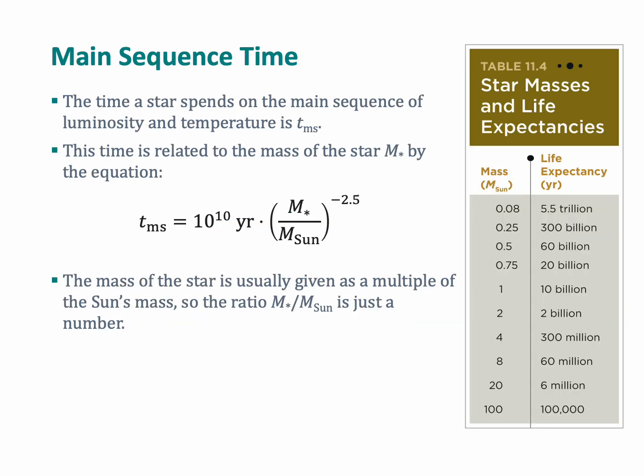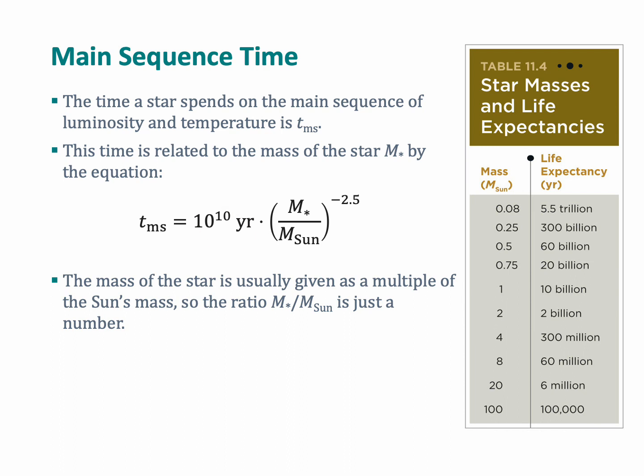This slide shows the mathematical relationship between the time that a star spends on the main sequence, TMS, and the mass of the star when compared with the mass of the sun. So we see that, first of all, we're going to start with 10 to the 10th years. That's 10 billion years. So if the star is equal to the mass of the sun, then M over M sun is going to be 1. And so 1 to the negative 2.5 is still 1. The lifetime on the main sequence will be 10 billion years.